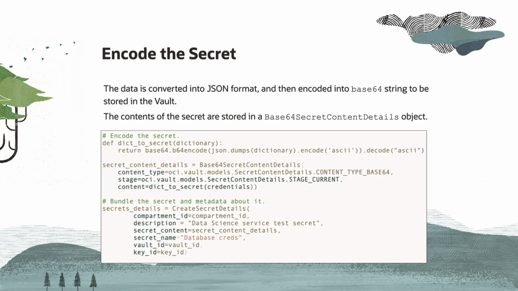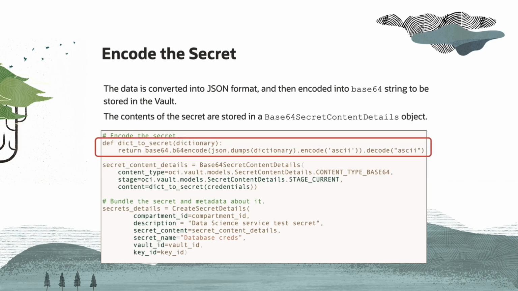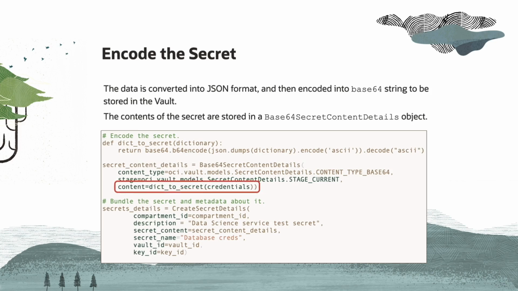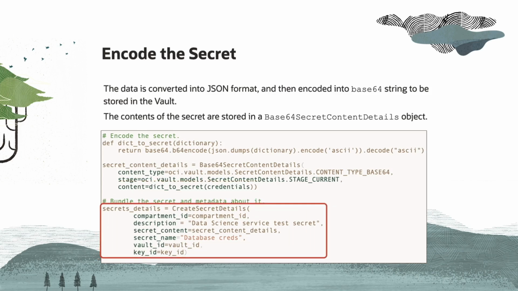In this code example, we'll look at the first chunk of code, and we have a helper function that is going to take a dictionary, convert it to JSON, and then base64 encode it. In the next chunk of code, we see that we're creating a Base64SecretContentDetails object. The last line of that chunk of code says contents equals dictionary_to_secret(credentials). This is where we would pass in the credentials dictionary that we saw on the previous slide and convert it to a base64 object.